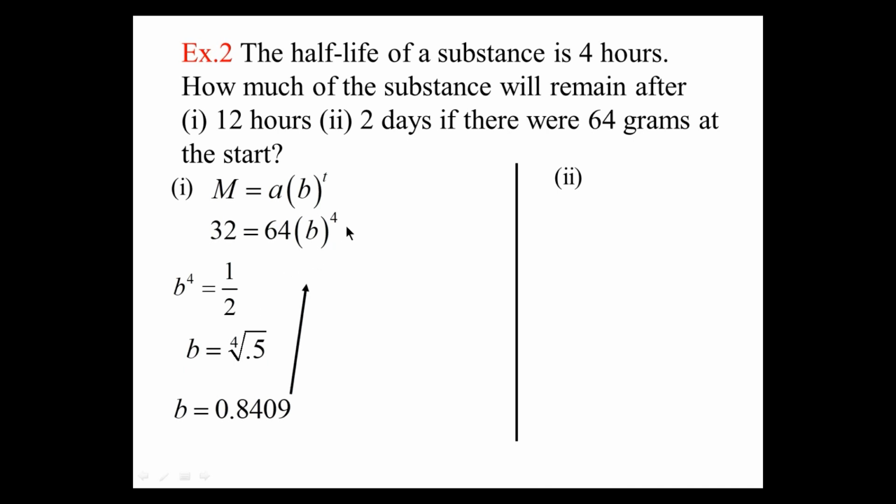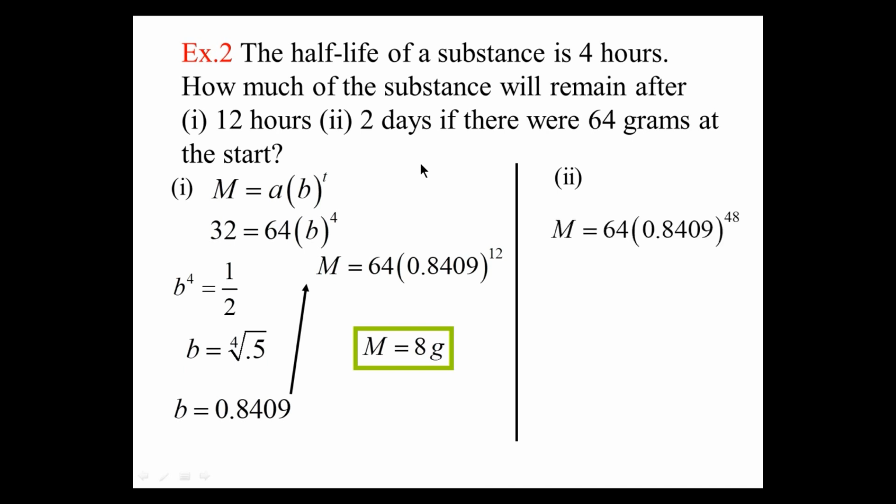Now, we can plug that into our equation. We know the a value. They told us clearly here, 64 grams at the start. We figured out our b value, and now we can make this statement. The mass is 64, so this is a, b to the t. But t is 12 hours for this one. So that's a calculator exercise. Do it. And we get the mass is 8 grams after 12 hours. And just another question here, 2 days. After 2 days, that's 48 hours. So just put 48 in and do it again. After 48 hours, it has really decayed.